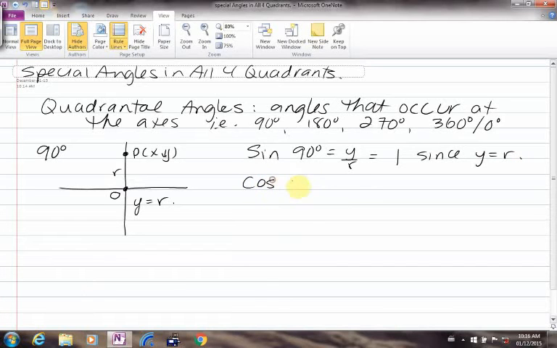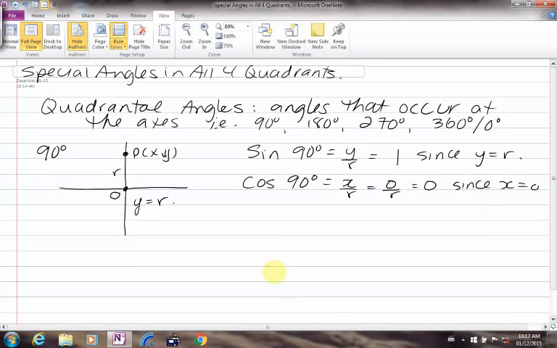Now, let's look at cosine. Cosine, well, what's the x value when my point is right on the y-axis? What's the x value? 0, exactly. So when we put x over r, it's 0 over r, which is 0. And that's because x has a value of 0 when it's on the y-axis.